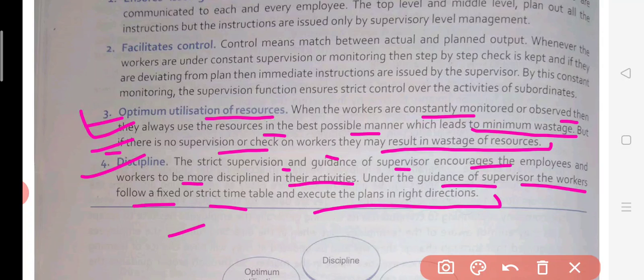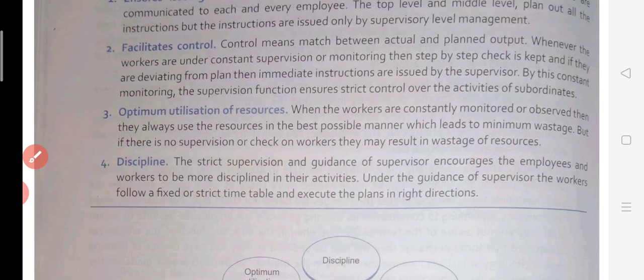Otherwise, if he doesn't do it, then what will happen? Everybody will feel very free inside the company and they will not work properly. So it is very important that strict supervision is required along with instruction and guidance. If the supervisor is not doing it, then it is of no use. This is very important to achieve all the pre-planned performance which is required by the company. They will have to work according to the set timetable, meaning whatever they want the production to be, they will keep track of it, and only then can this be done.